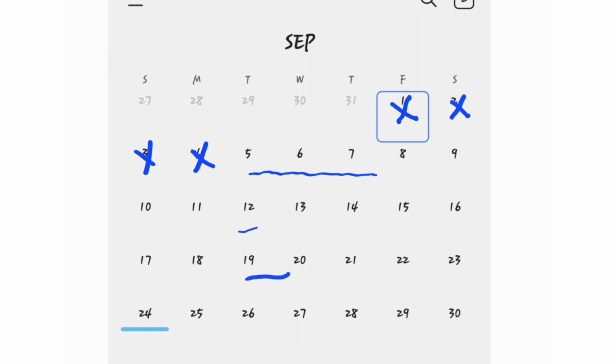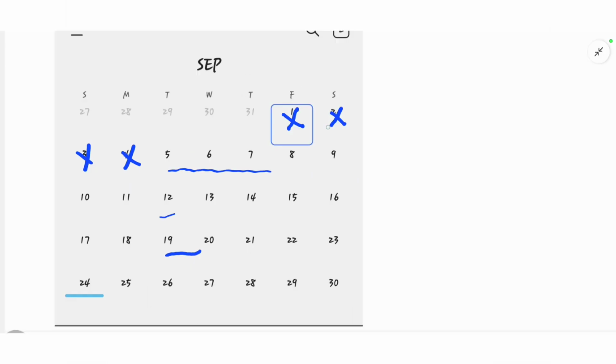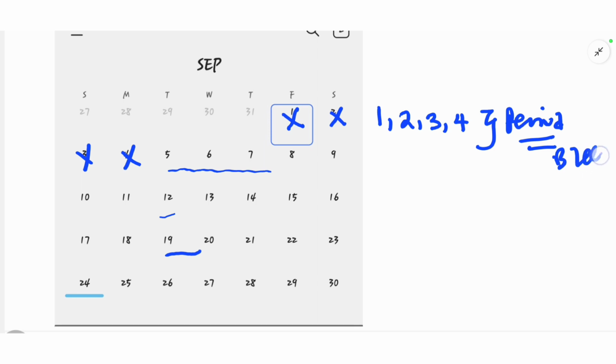A quick thing to note is that these days, the 1st, 2nd, 3rd, and 4th, are your period days when you are bleeding. Then you continue, and the next bleeding is probably on the 29th of September.